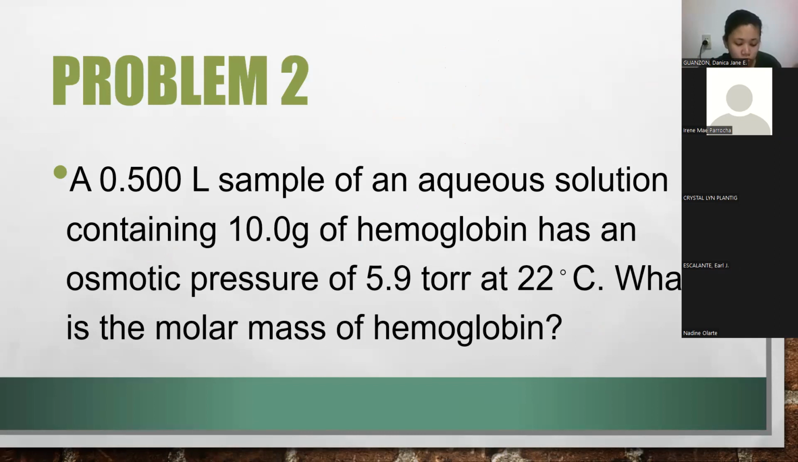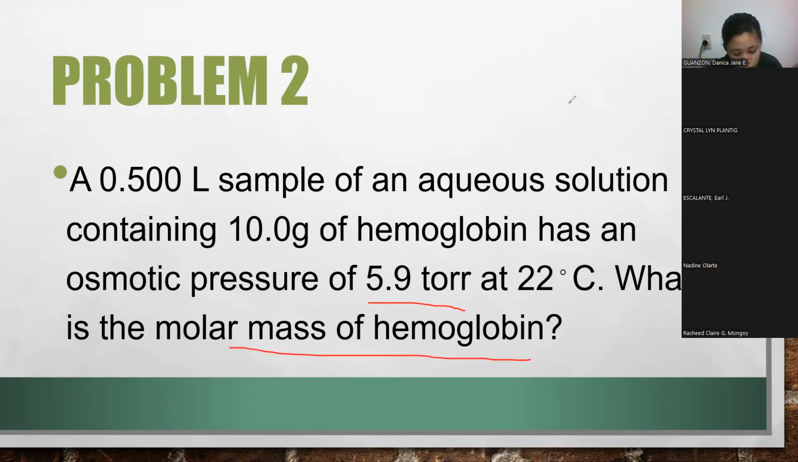A 0.5 liter sample of an aqueous solution containing 10 grams of hemoglobin has an osmotic pressure of 5.9 torr at 22 degrees Celsius. What is the molar mass of hemoglobin? This one is a bit complicated. Baliktad kasi ito, class. The osmotic pressure is actually given in the problem. That's 5.9 torr. And what is asked here is the molar mass.